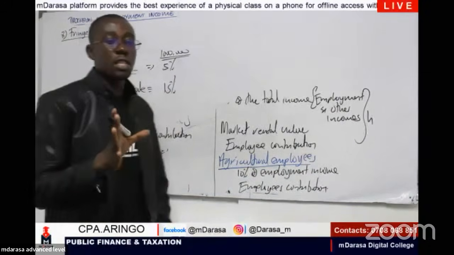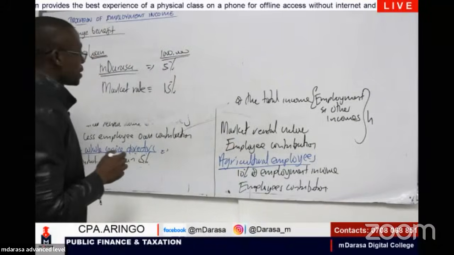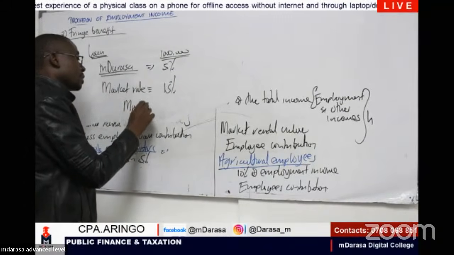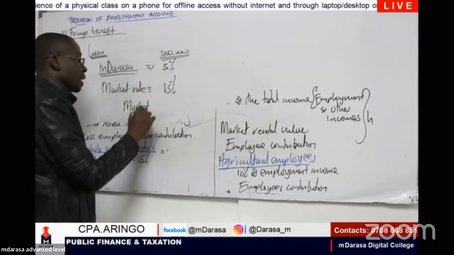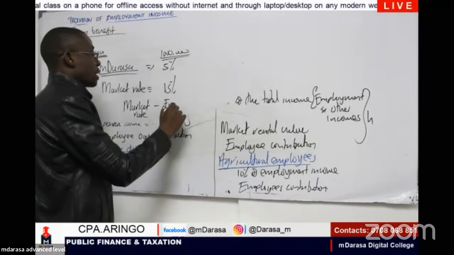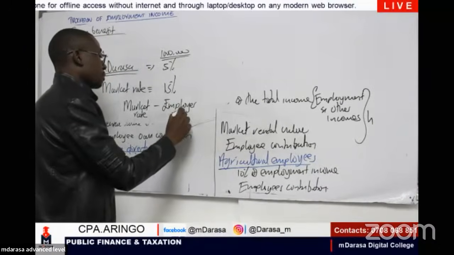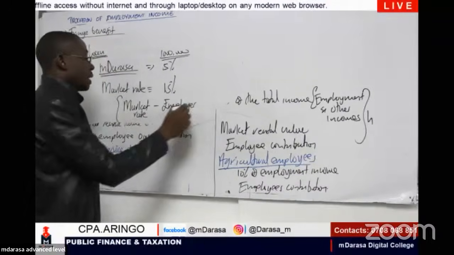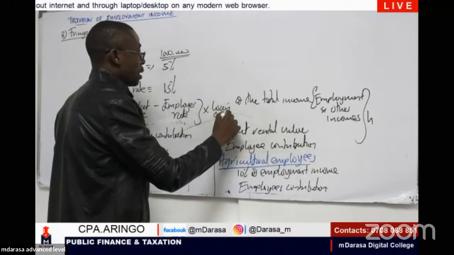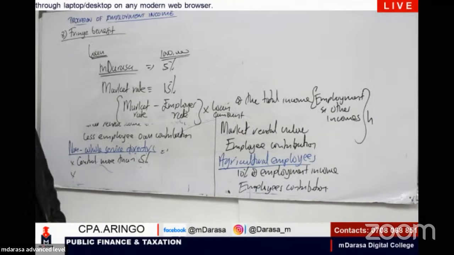So this is where the fringe benefit comes into play. The fringe benefit will arise as a result of the difference between the market rate at which I can get this loan and the employer's rate, which Mdarasa is giving me. We multiply by the loan amount. So this is what we are referring to as the fringe benefit.